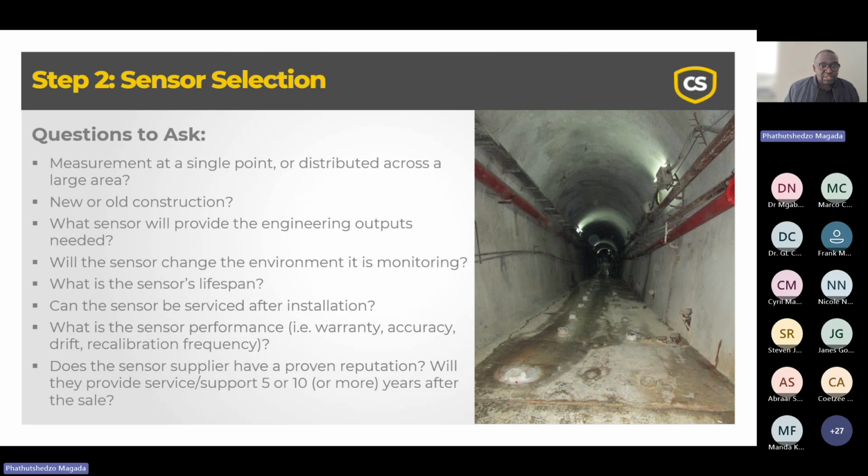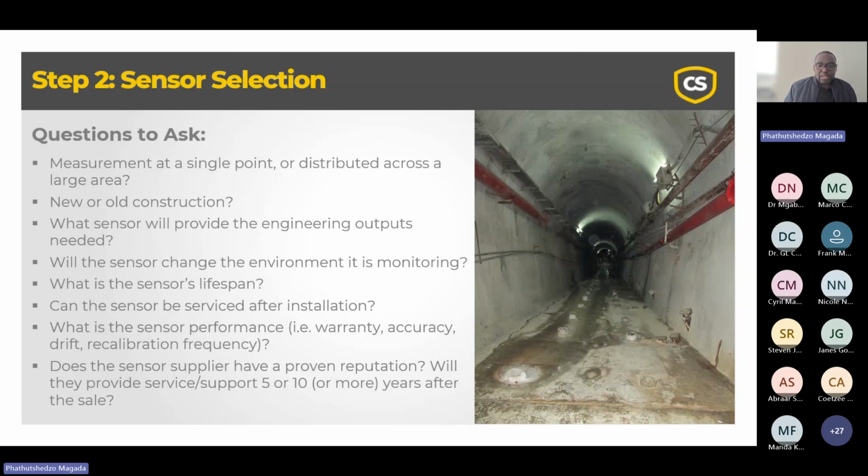What kind of engineering outputs will the sensor provide? Will the sensor change the environment in which it is monitoring? Because some sensors, for example thermistors, operate with current, and as a result, they can raise the temperature artificially, causing the temperature to rise when it is coming from the sensor itself.